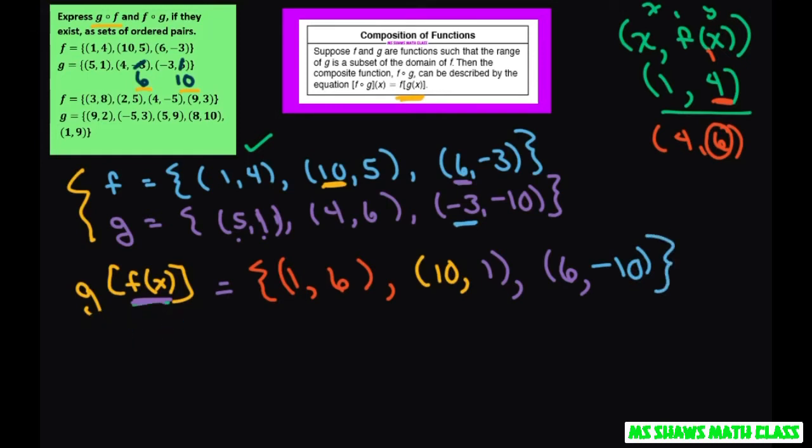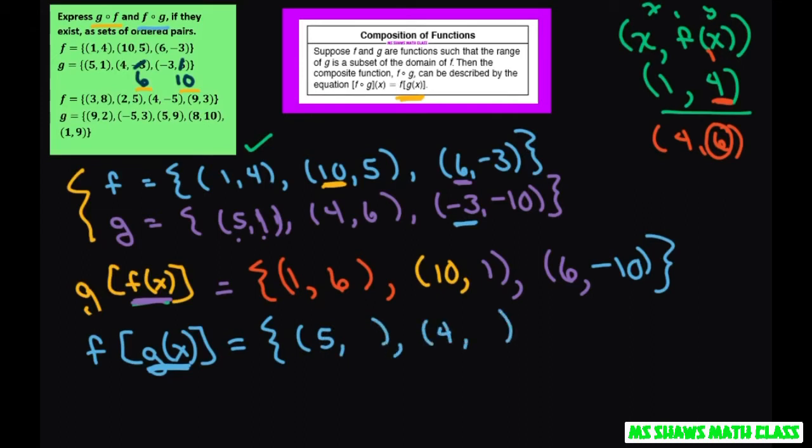Now they want you to also do f of g. So this one would be like f of g of x. For this one, your inner function is g. So what I usually do for g, I'm just going to write my x's. So that's going to be 5 comma something, 4 comma something, and then negative 3 comma something. That's your inner function. And then you proceed as we did before, and you could probably go a little faster. So we go to g of 5 is 1. So g of x is 1. So now we do f of 1. f of 1 is 4.